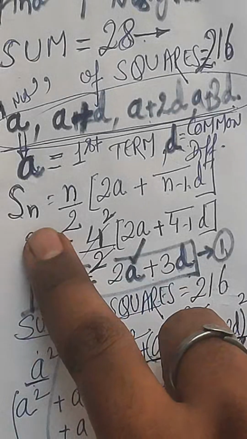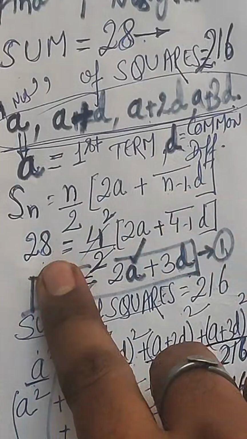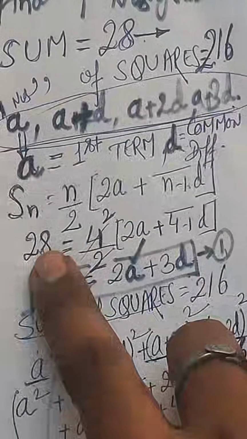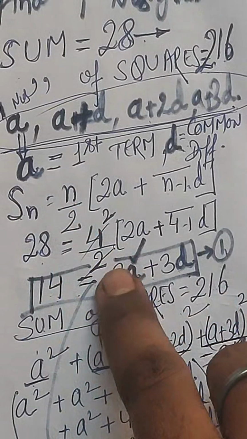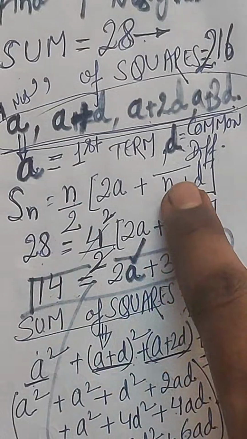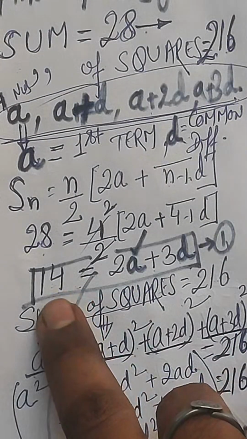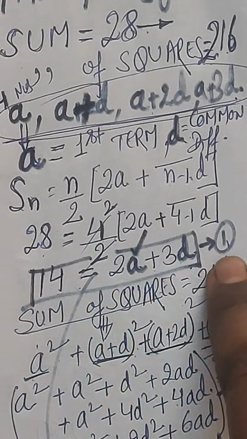And the sum of n terms of an AP is n by 2 into (2a plus (n minus 1) into d). Here Sn is given to you as 28 in the question, so just put the value 28, and in place of n we write 4. So it will be 4 by 2 into (2a plus 3d). This gives you one relation, one equation: 14 equals 2a plus 3d. So this is our equation number 1.